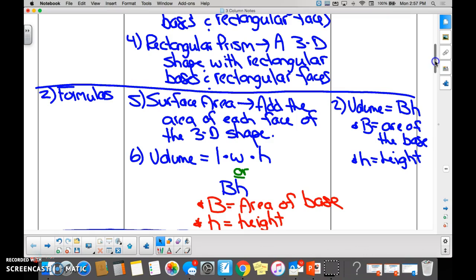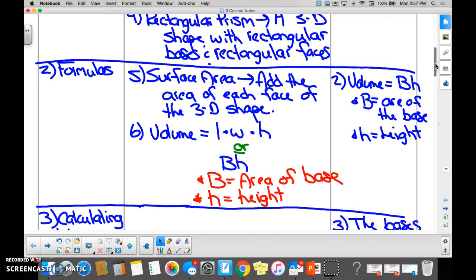Volume. We talked about volume being length times width times height. So we talked about volume being capital B times capital H. Which one is truly the formula for volume for all prisms? Everybody, which one? Capital B. You're not using the other one anymore. You're now big boys and big girls here. We can use capital B times H.